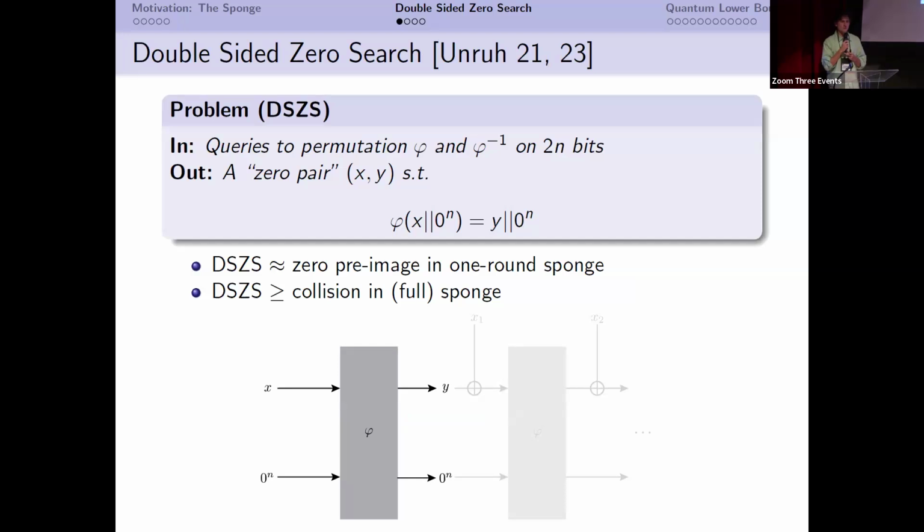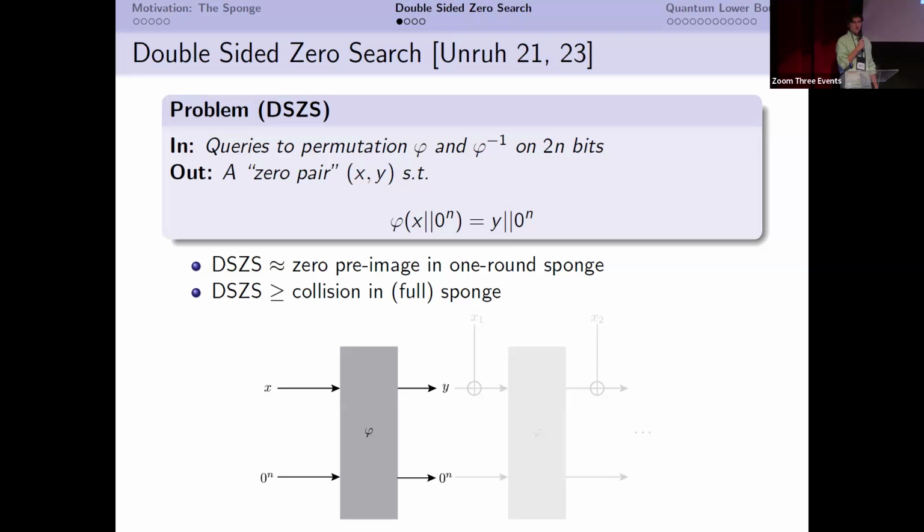And so this state of affairs led Unruh a few years ago to define this problem called double-sided zero search. This is just a simple natural query problem that captures some of the difficulty in analyzing the sponge. So we have a permutation that's now just on 2n bits, so you can think of the two wires as being the same size. And we're just looking for an input whose last half is all zeros, that when you run it through the permutation, you get an output whose last half is all zeros.